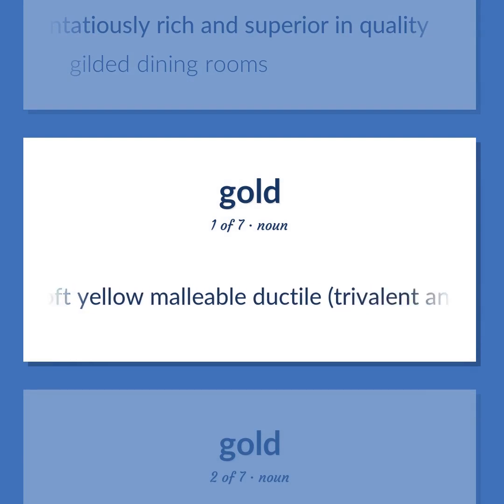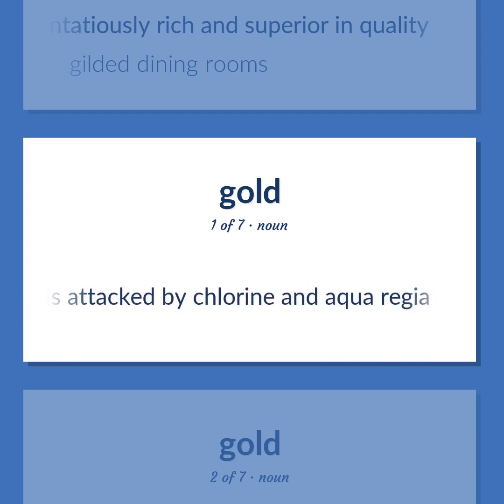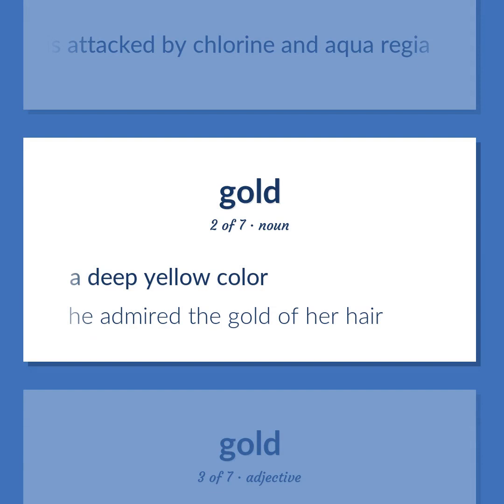A soft yellow malleable ductile, trivalent and univalent, metallic element. Occurs mainly as nuggets in rocks and alluvial deposits. Does not react with most chemicals but is attacked by chlorine and aqua regia. A deep yellow color. He admired the gold of her hair.